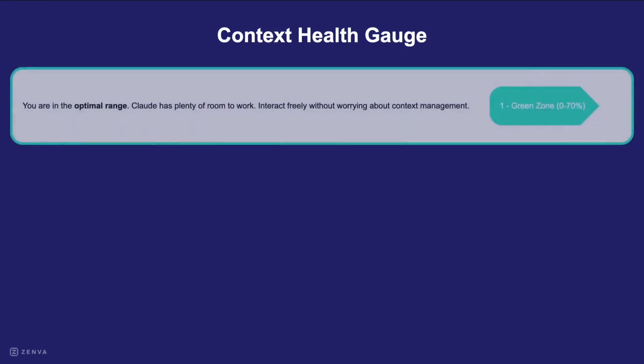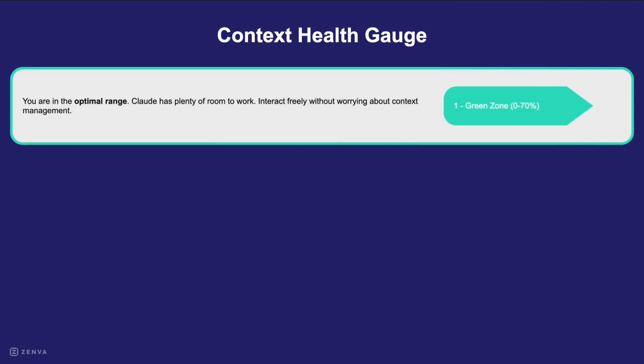Because it affects performance, checking your context is key. Think of it as a context health gauge with 3 zones. Let's see what each zone means. First, the green zone, 0 to 70% usage, is best. Claude has room to work, so you can interact without worrying.